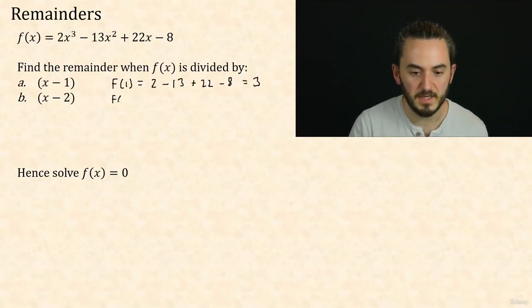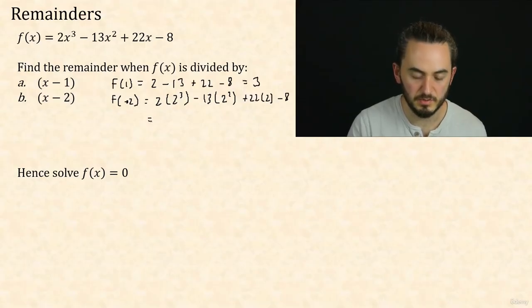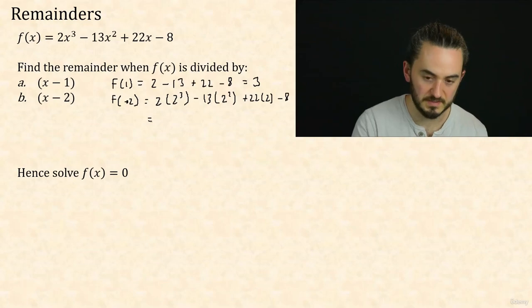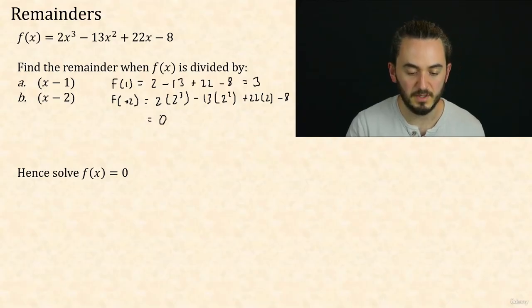What about the remainder when it's divided by x minus 2? I'm just going to sub in 2 now. So that's 2 times 2 cubed minus 13 times 2 squared plus 22 times 2 minus 8. So what do we get? 2 times 2 cubed, so 2 times 8, minus 13 times 4 plus 22 times 2 minus 8 is 0. Would you believe it? Okay, so that means that x minus 2 goes into it with no remainder.